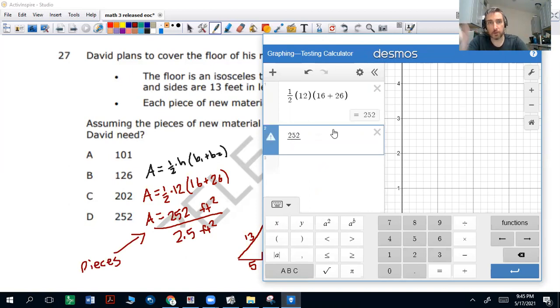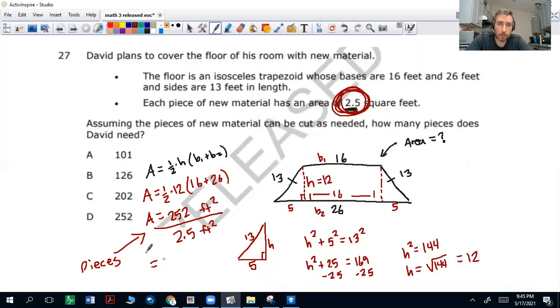252 divided by 2.5 gives me roughly 100.8. Okay, so 100.8 pieces. We can't have a partial piece, so I'm going to round to 101.